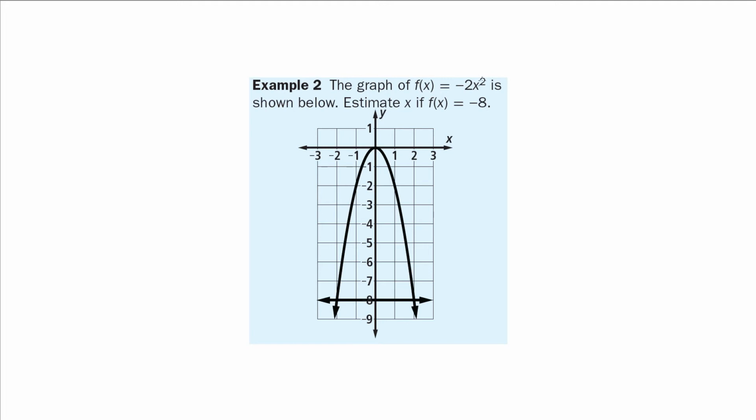And it looks like we have 2 points where we cross the parabola, here and here, and one of them appears to be negative 2. The other one appears to be 2. So it would appear that our estimate for f of x equals negative 2 times x squared equal to negative 8 is x equals negative 2 and 2, as approximated by looking at the graph.